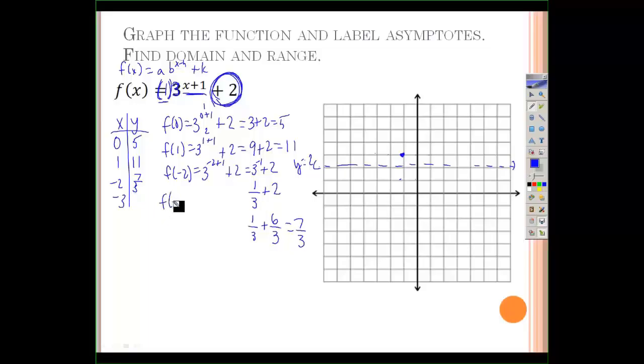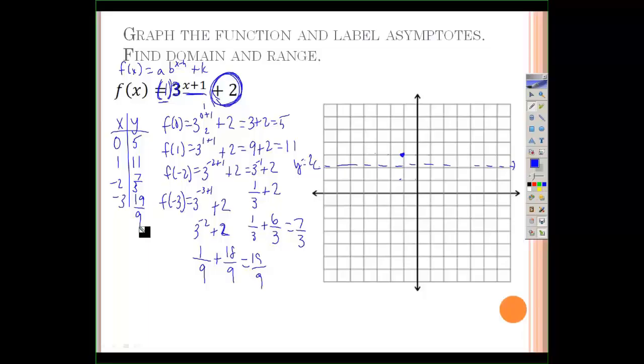Okay, f of negative 3 equals 3 to the negative 3 plus 1 plus 2. So I'm going to go ahead and say 3 to the negative 2 plus 2. Well, that's 1/9 this time. 1 over 3 squared is 1/9 plus, I'm going to change 2 to 9ths, 18/9. Okay, 1/9 plus 18/9 is 19/9. That's what needs to go in there. So make sure you understand. If you need more practice on fractions, I'm sure I can always find a worksheet for those.